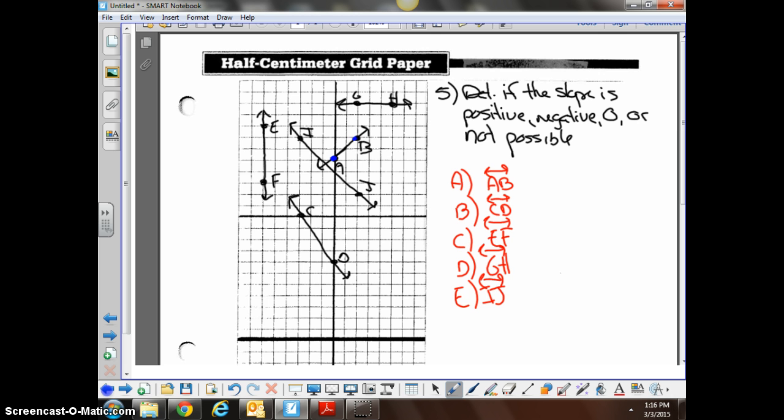So AB, let's start with A and go to B. We got a rise of 2 and a run of 2, right? So we've got 2 over 2, which equals 1. Is that positive, negative, 0, or not possible? Positive. So that's going to be a positive.